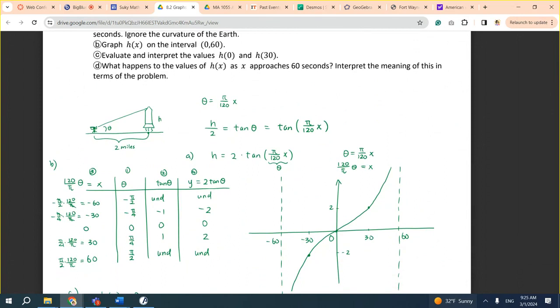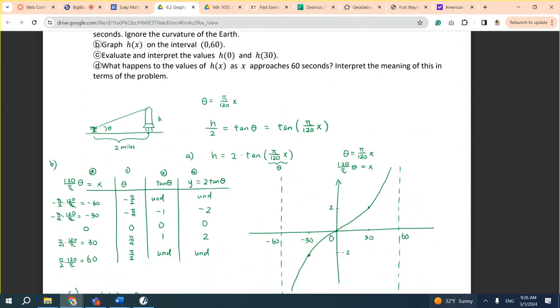Now, part B. Graph it on the interval 0 to 60. Well, how do we graph it? Again, draw the table: x, theta, tangent theta, and then y equals tangent theta. Remember your tangent? The angle goes from minus pi over 2, minus pi over 4, 0, pi over 4, and pi over 2. And how about your y values? Undefined, -1, 0, 1, and undefined.